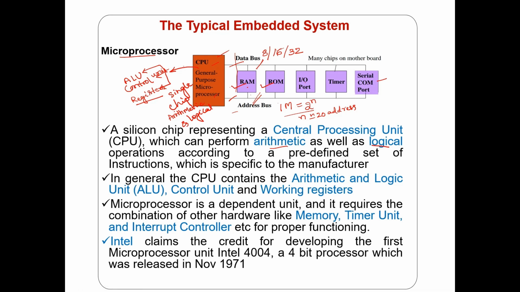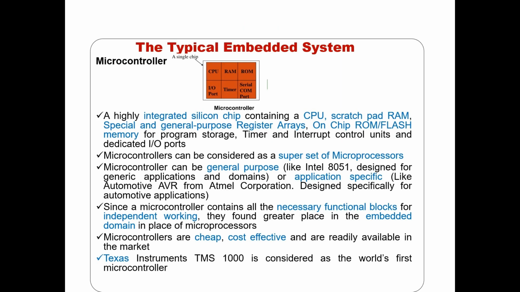And this microprocessor, way back in the 1970s, was developed by Intel Corporation. The very first IC which was developed is the 4004, a 4-bit processor from Intel.